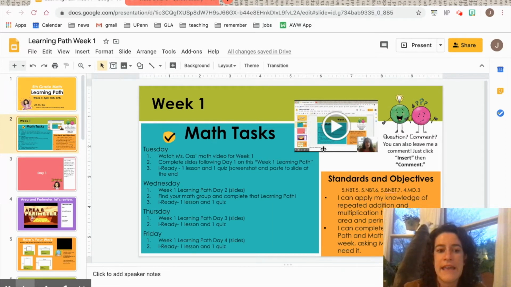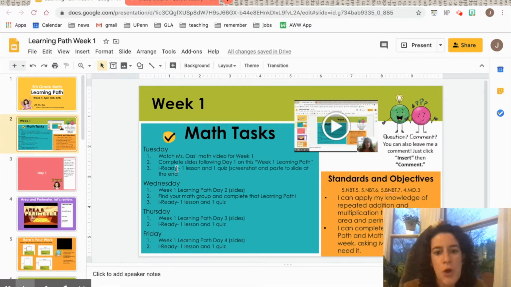It gives you a little bit more of an overview of area and perimeter. This week, we're just learning how to navigate it with our learning path. On Tuesday, I want you to watch this video. That's what you're already doing. You're going to complete the slides following day 1 on this week. We're about to do that. And then you're going to complete one iReady lesson and one quiz.